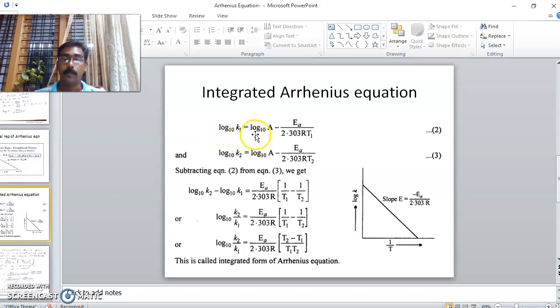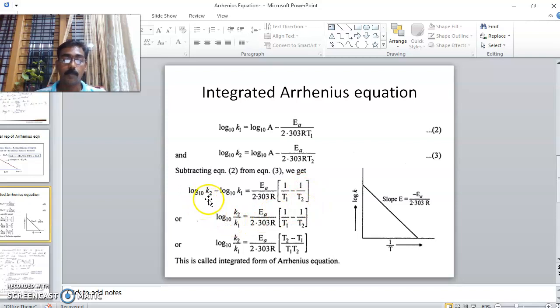So we can say log k1 is equal to log A minus Ea by 2.303 R T1. Similarly, at another temperature T2, we'll consider the rate constant as k2. So we get the expression log k2 is equal to log A minus Ea by 2.303 R T2. These are given as equation number 2 and equation number 3. Subtracting equation 2 from 3, we get log k2 minus log k1 is equal to Ea by 2.303 R into 1 by T1 minus 1 by T2.